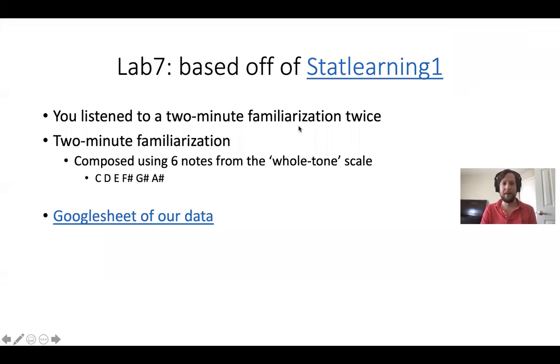So you listen to a 2-minute familiarization sequence, though you listen to it twice. And that familiarization sequence was composed of 6 notes. They're from the whole tone scale, if that means anything. In case you're curious, the whole tone scale is oftentimes used in movies when a person is dreaming. And so those were the 6 notes: C, D, E, F sharp, G sharp, and A sharp. You heard those 6 notes. The entire familiarization that you heard during Friday's lab was just tone words created from those 6 pitches. I created 4 tone words, and those tone words occurred over and over again throughout the familiarization.